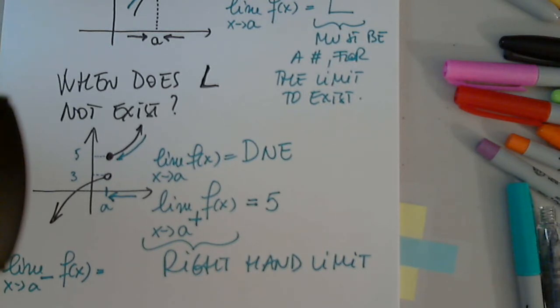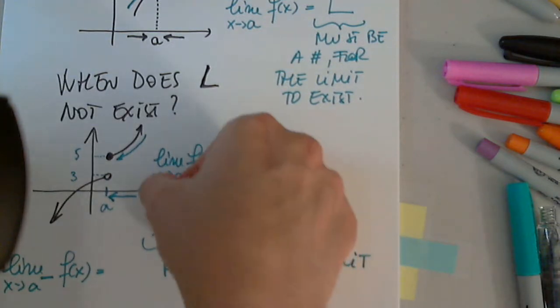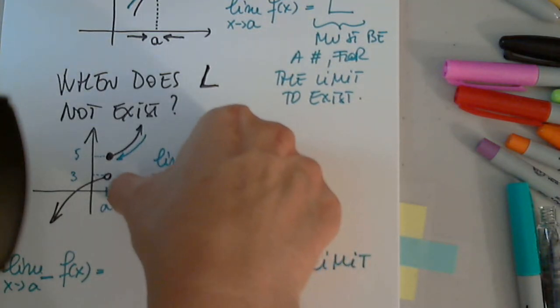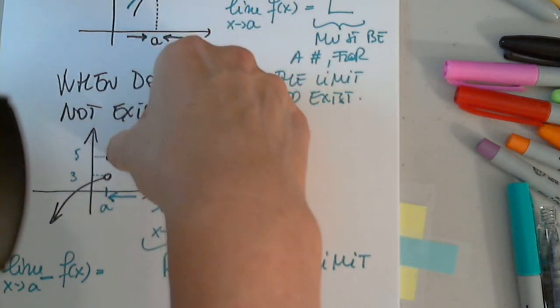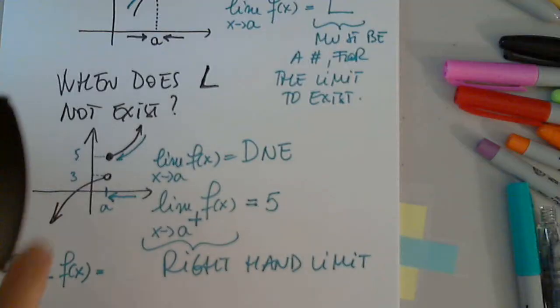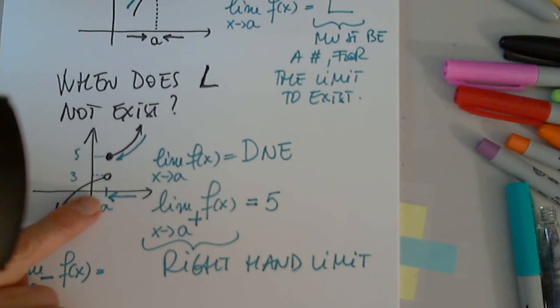Let's say Isaac. Are you there? Say it again, I didn't get it. Which part? I'm still trying to understand when the L doesn't exist. So when x approaches a from this side, the function values get closer and closer to which number? Five. Perfect. And from this side? To 3. Very good. Awesome.